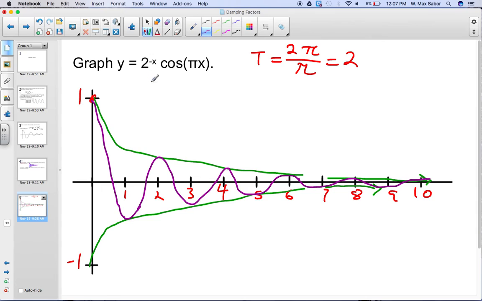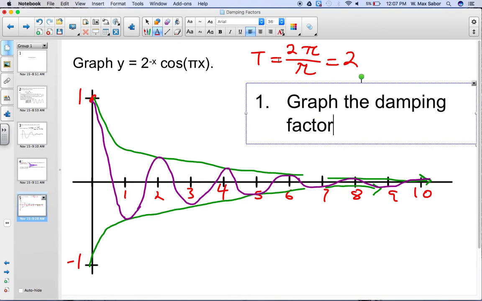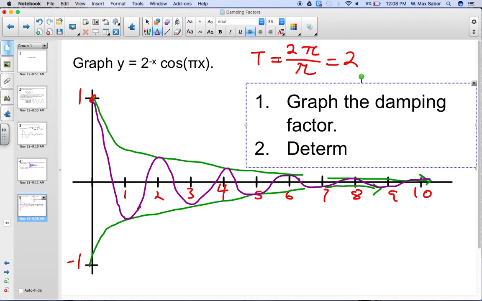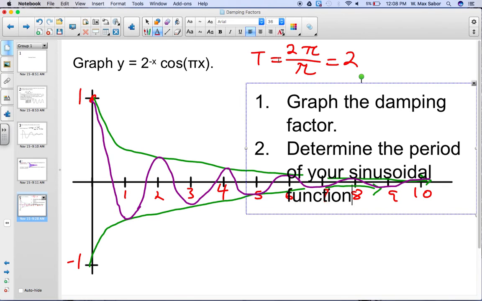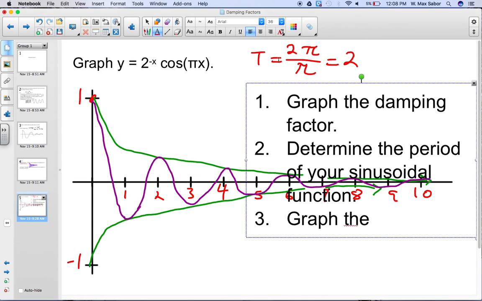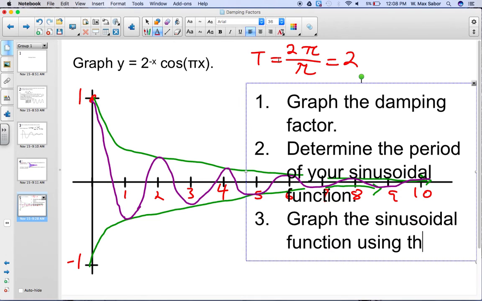So the way that you want to do this, in terms of steps: graph the damping factor, which is your 2 to the negative x. Determine the period of your sinusoidal function, and then graph the sinusoidal function using the envelope.